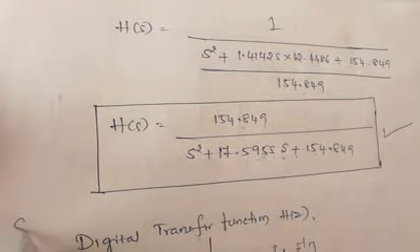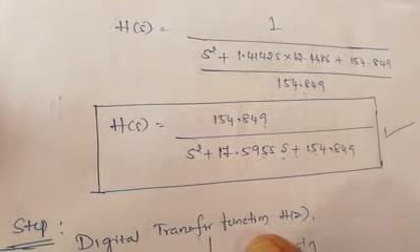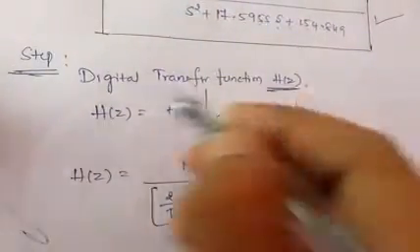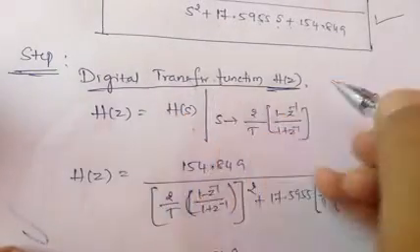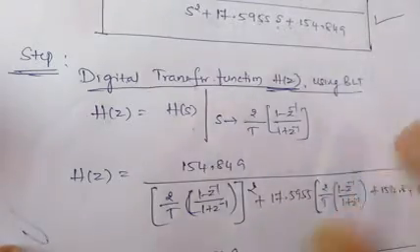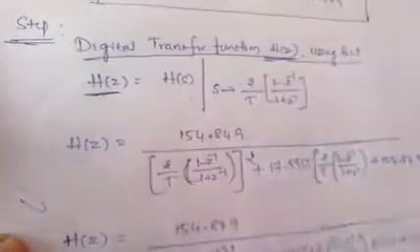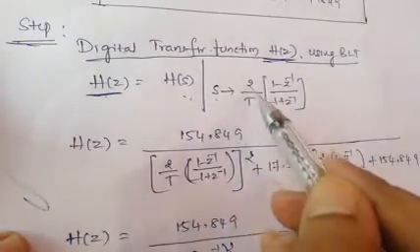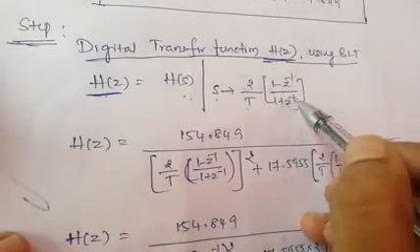But the last step is what? Converting this transfer function, analog transfer function, to digital transfer function, that is H(z), using BLT method. So how are we getting H(z)? In H(s), if we replace s by 2 by T, (1 minus z to the power minus 1) divided by (1 plus z to the power minus 1).